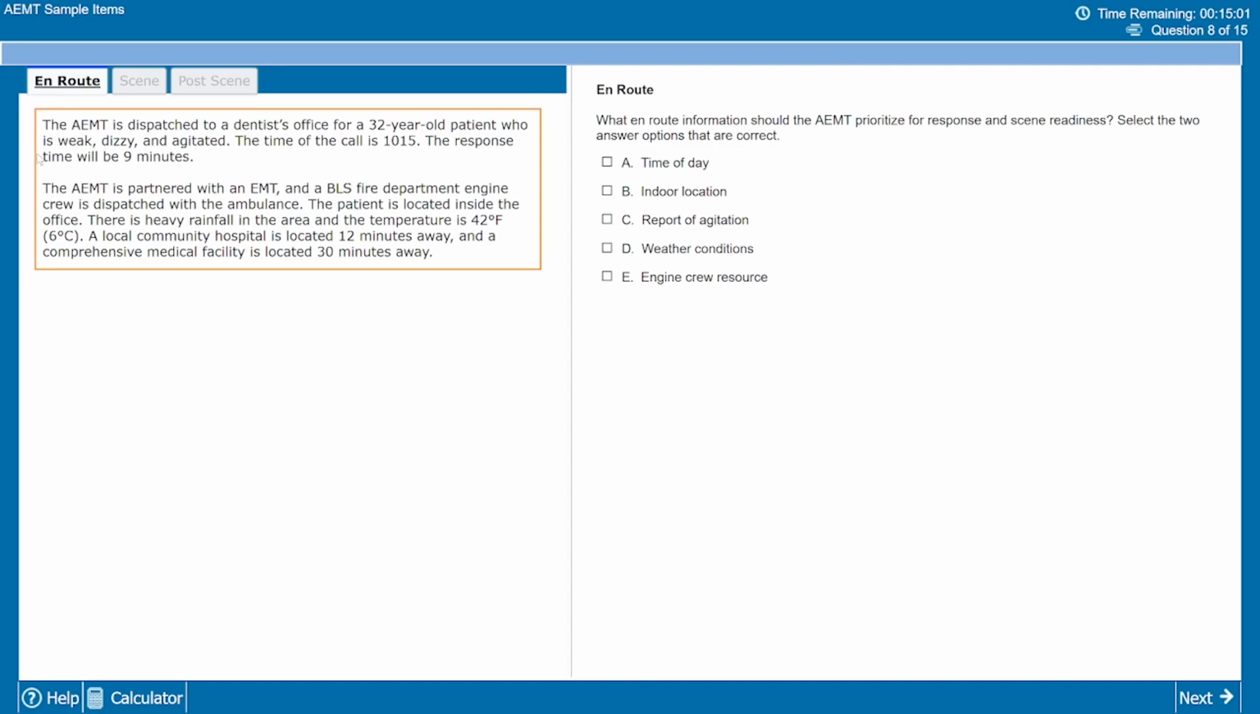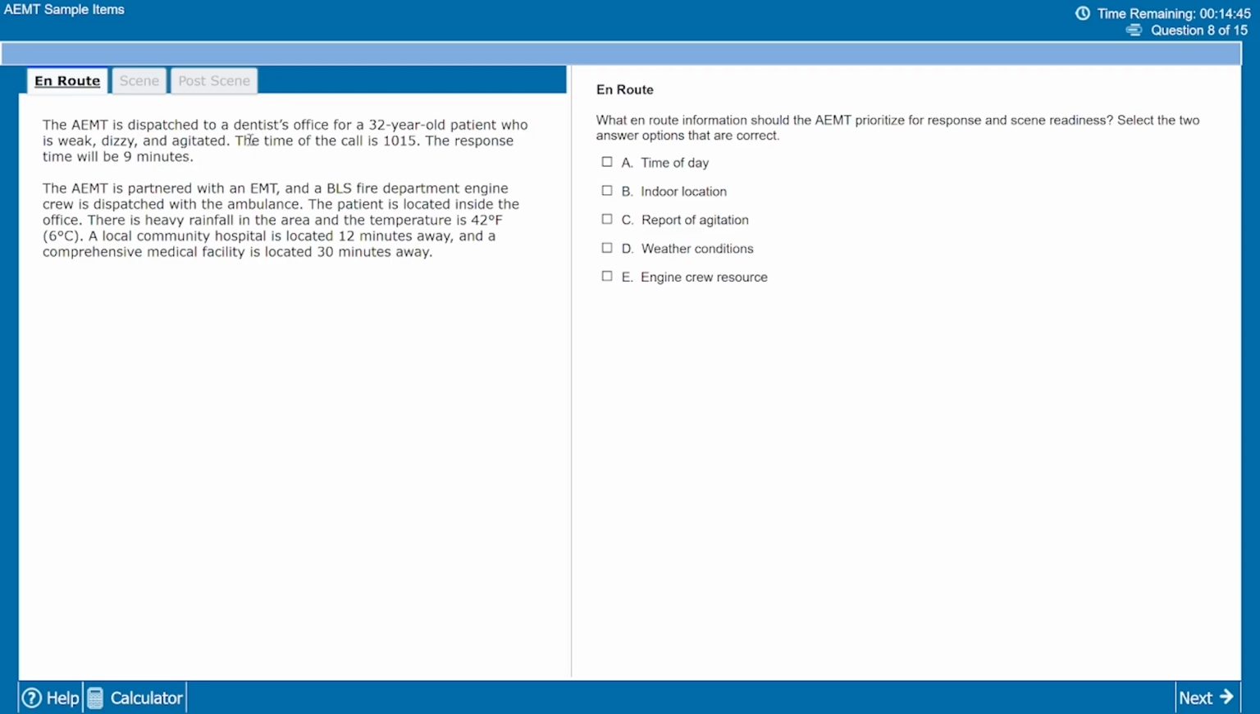Weak, dizzy, and agitated. Okay, my patient's agitated. What am I worried about right now? Scene safety. Is my scene safe? The time of the call is 10:15. Who cares? You need to know how to cut out this garbage.